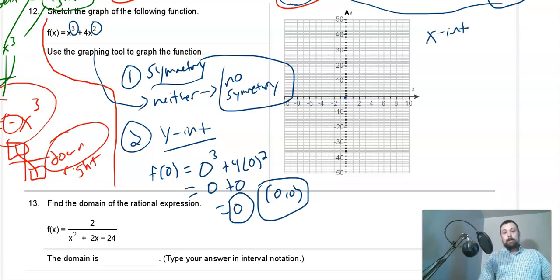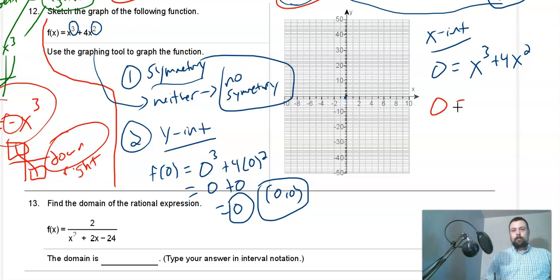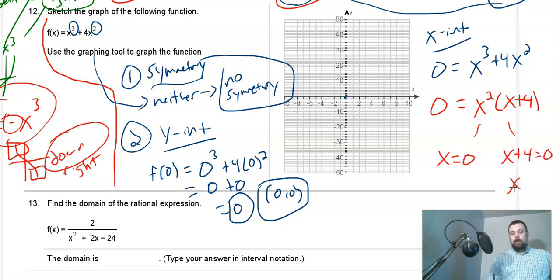The x-intercepts are more interesting, right? You plug in 0 for y, so you're going to get 0 equals x to the third power plus 4x squared. And then you want to solve this polynomial function. You do that by factoring. So thankfully we don't have to do p's and q's. We don't have to do synthetic division. This is factorable. You set each factor equal to 0. You get x equals 0 and x plus 4 equals 0, which gives me x equals negative 4.